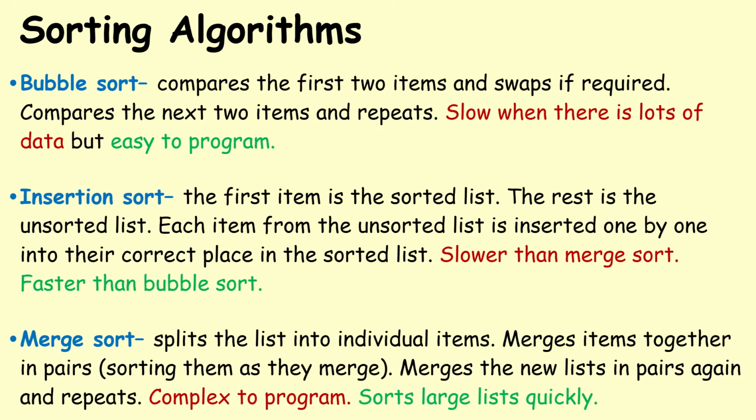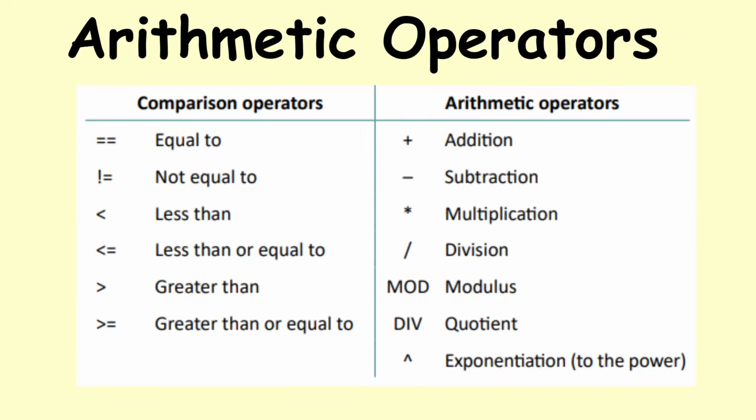And then it merges the items together in pairs, sorting them as they merge together. So as it joins a pair, if they were in the wrong order, they get swapped. And then it merges the new list into pairs again and repeats. It's complex to program, but it sorts large lists quickly.